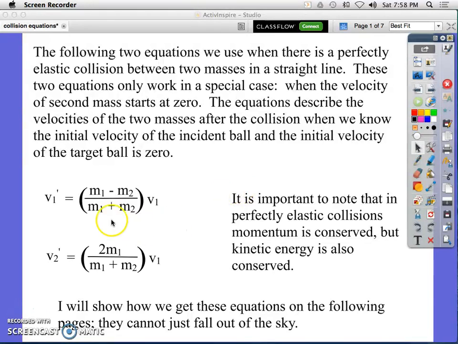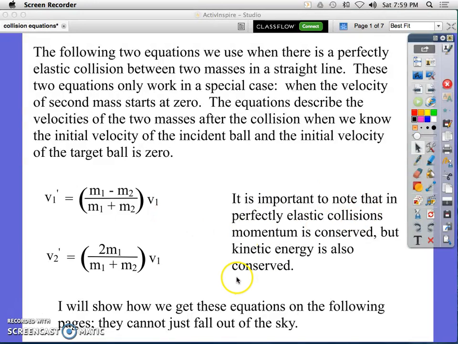Okay, these two equations here we use when there's a perfectly elastic collision between two masses in a straight line. But these two equations only work in a special case, and that is when you have one mass hitting a second one, and the second mass is starting at zero. It doesn't matter what the units are, zero is zero. The equations describe the velocities of the two masses after the collision. This is the first mass that's coming in, and this is the second mass that's sitting still before it starts. These equations will tell you the velocities after the collision when we know the velocity of the first ball when it's starting, and the second ball is zero.